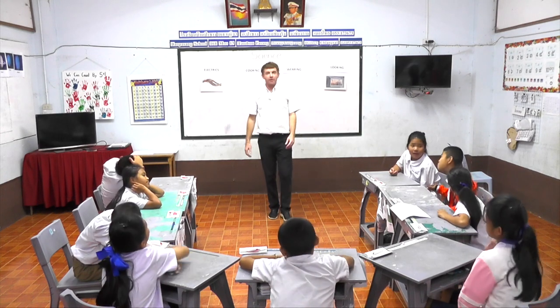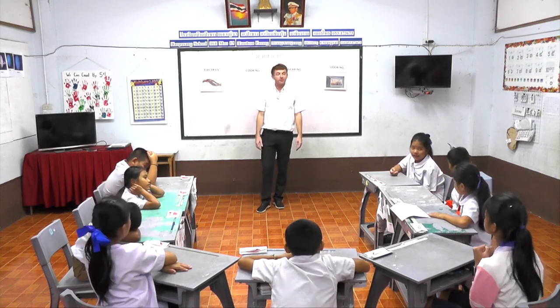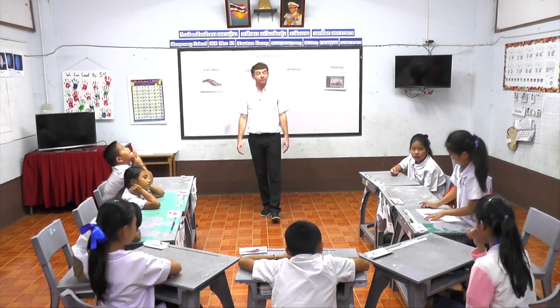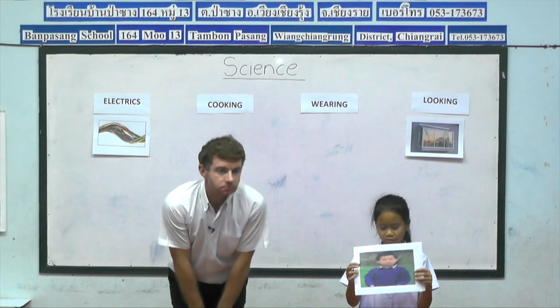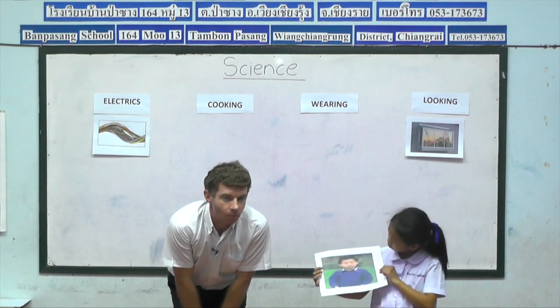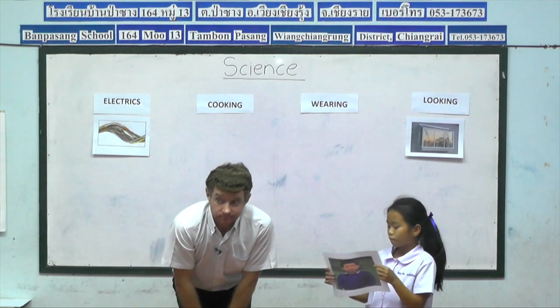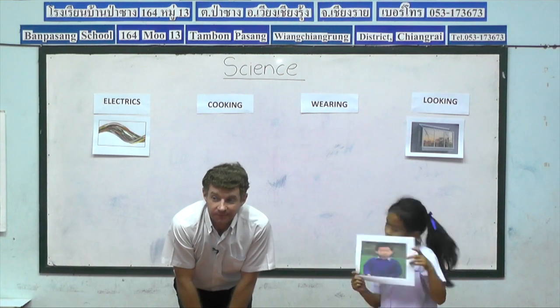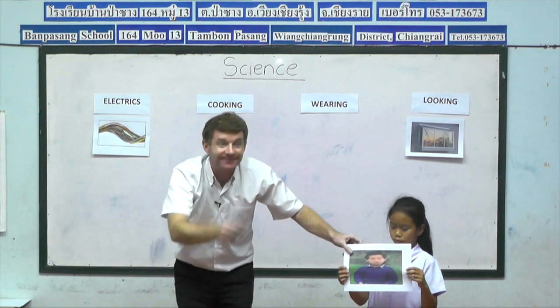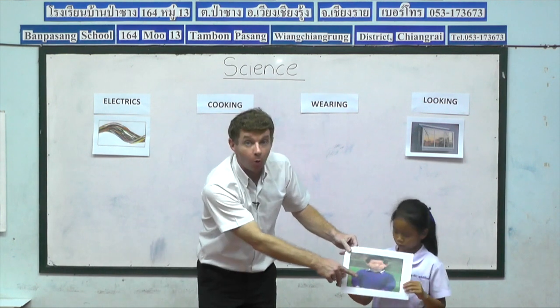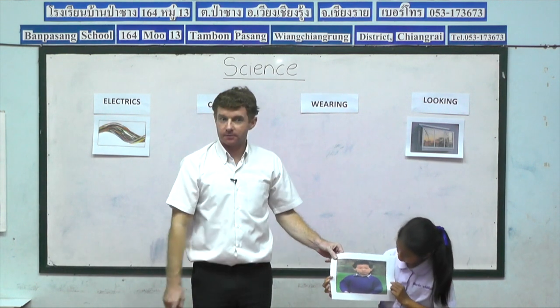Okay, so now it's Preo's turn with the flashcards. So Preo, bring your flashcard to the front of class, please, and show it to your friends. What can we see here, guys? A boy. And what else can we see? Clothes. What type of clothes? Excellent. Remember, we have a wool jumper.